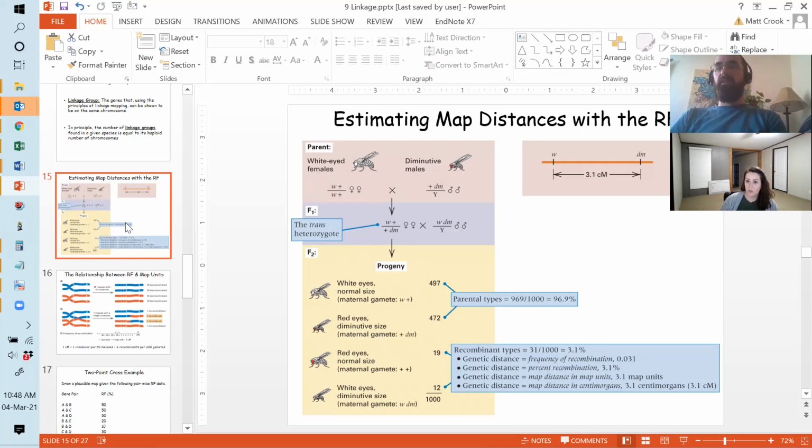What we'll do on Monday is try and figure out how we can order those. Is Y in between the two? Or is DM in between the two? Right? I'll show you how to do that on Tuesday.